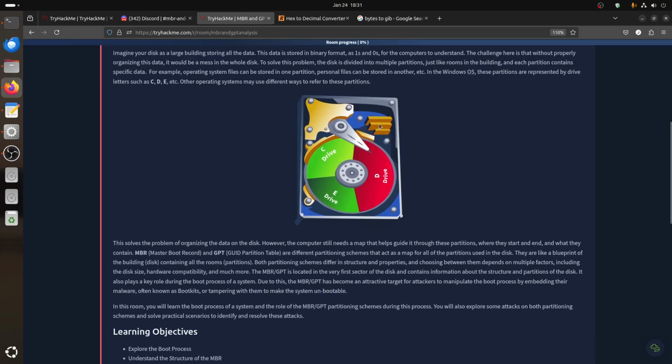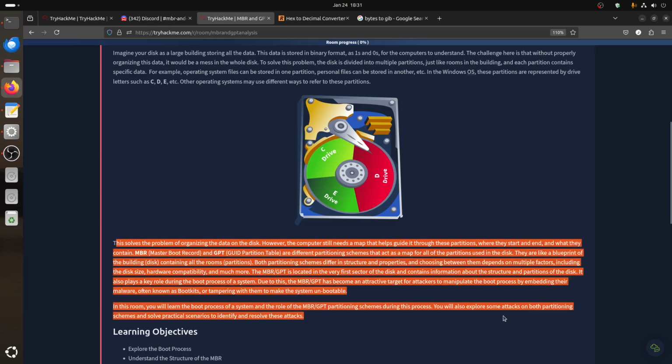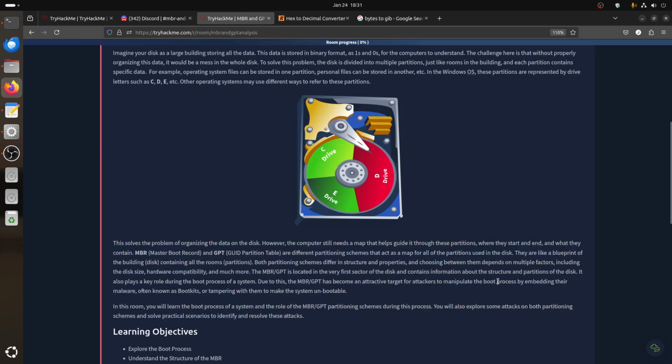So basically that's the story. As I said, guys, you can read it when you have time. It's a free room. However, the computer still needs to map the partition when it starts, of course, with these two well-known ones. If you did CompTIA A+, you will know these things.